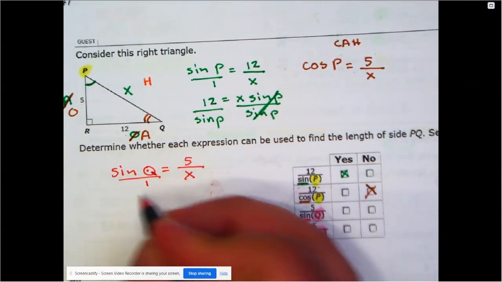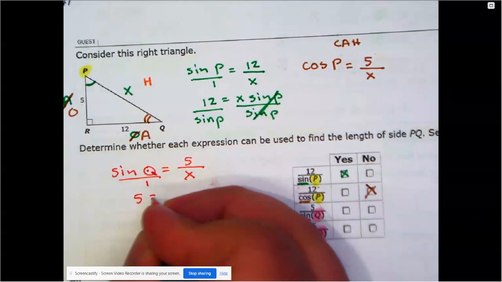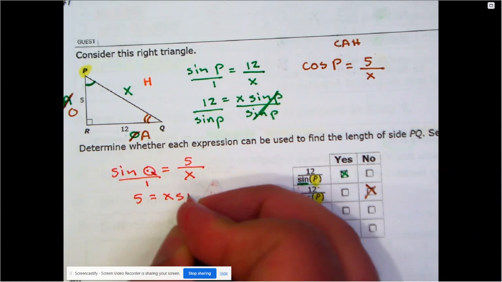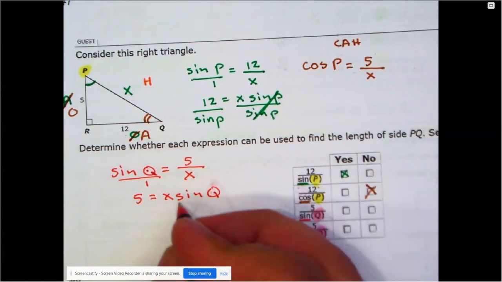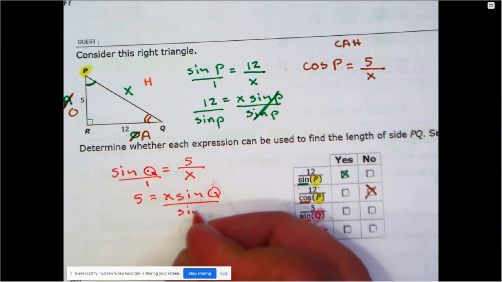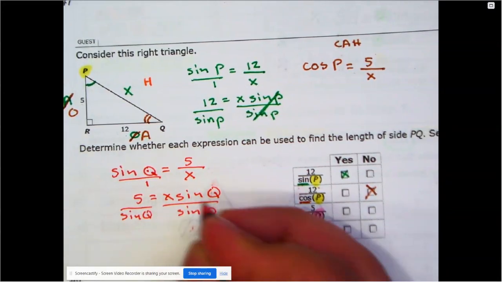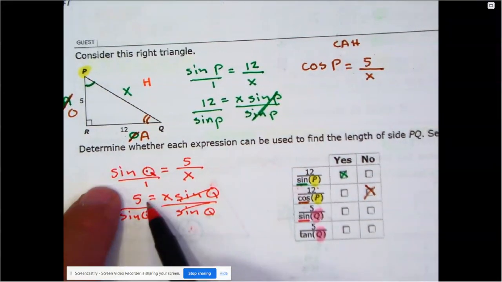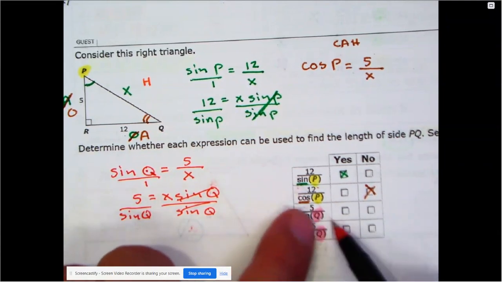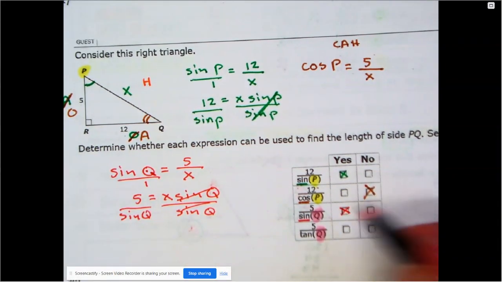And then we're going to cross multiply, 1 times 5, x times sine Q. So all I would do is divide by sine. And yep, look at that. There's the perfect match. 5 over sine Q. 5 over sine Q. Then we know that works as an answer.